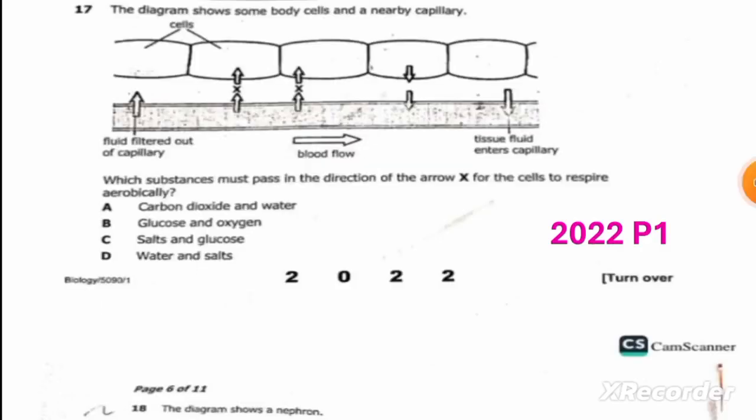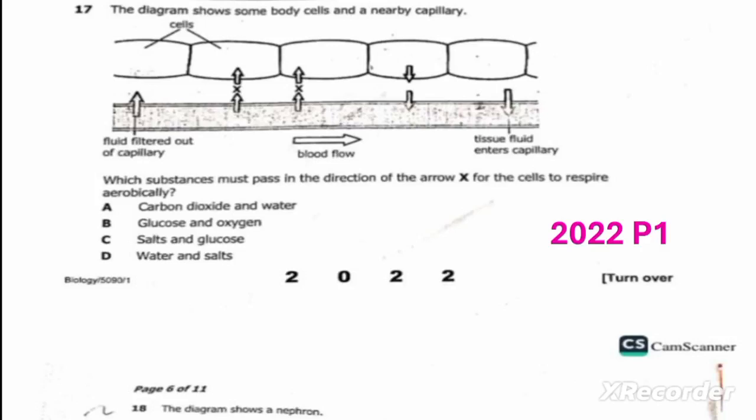Let us also answer this question, which is coming from 2022 paper 1, question 17. The question reads: the diagram shows some blood cells and a nearby capillary. Fluid filtered out of the capillary, blood flow, tissue fluid enters capillary. Which substances must pass in the direction of the arrow X for the cells to respire aerobically?